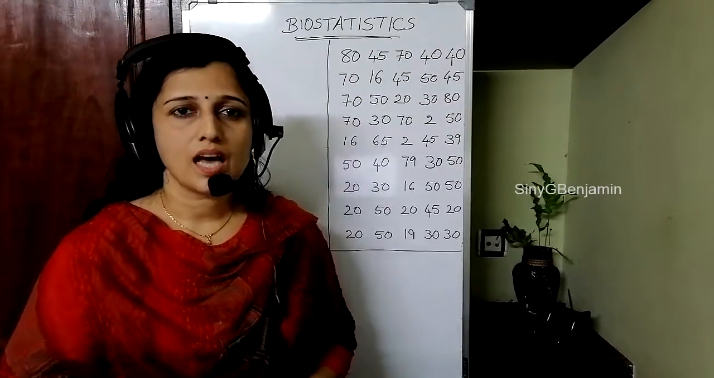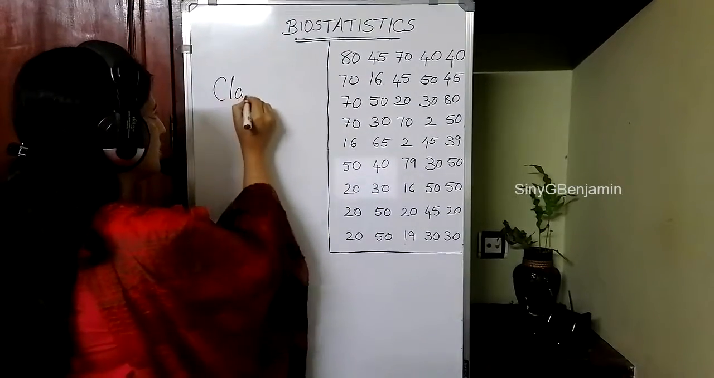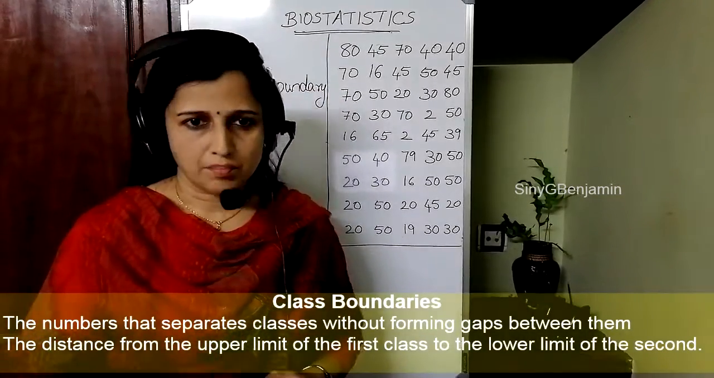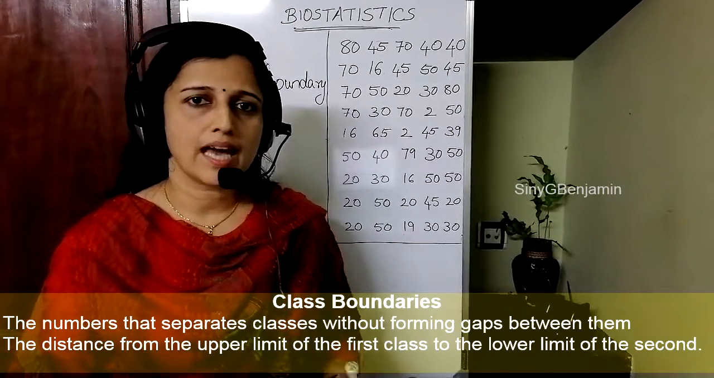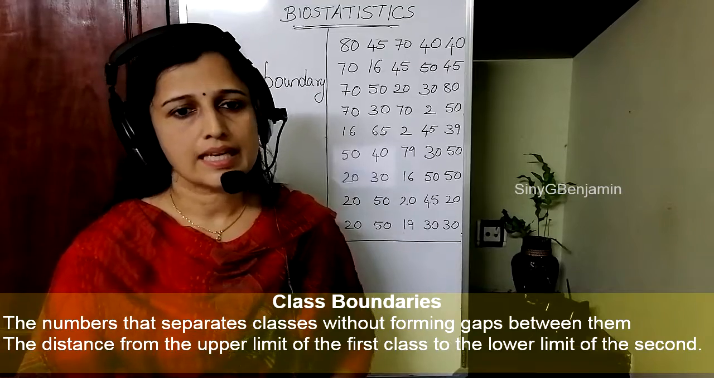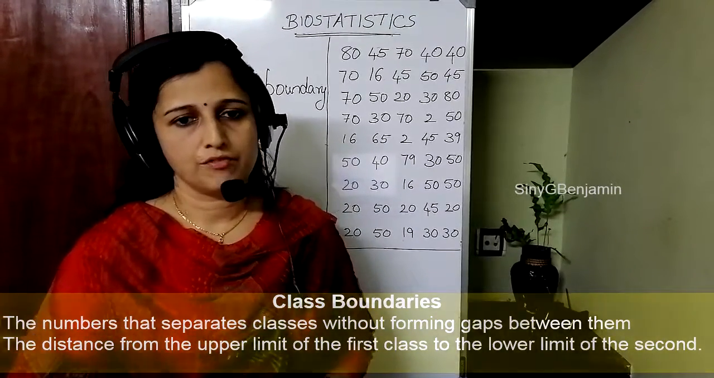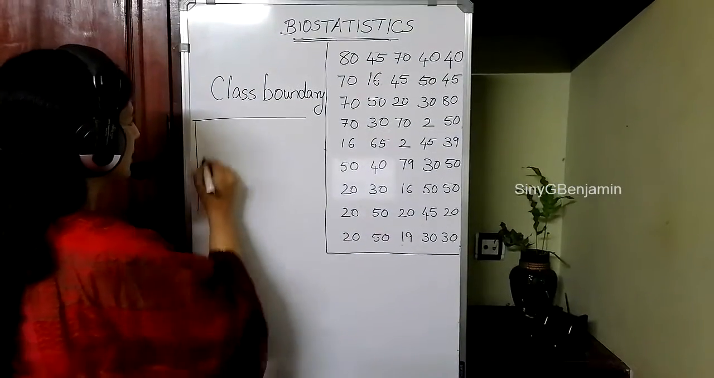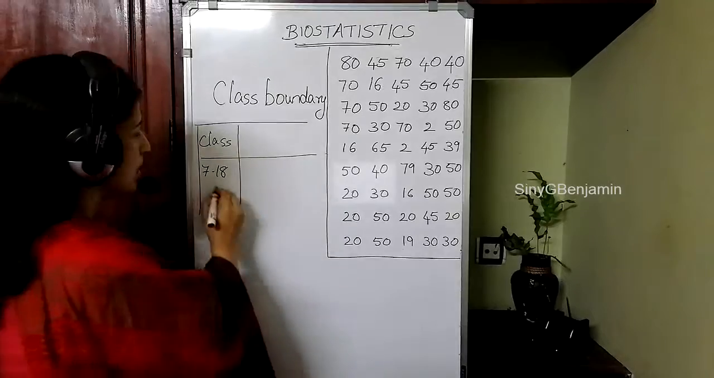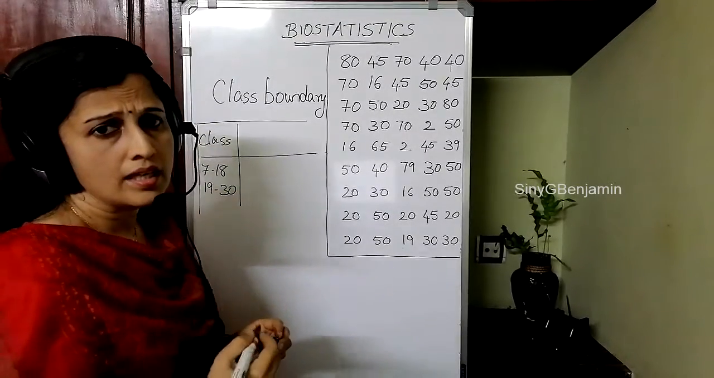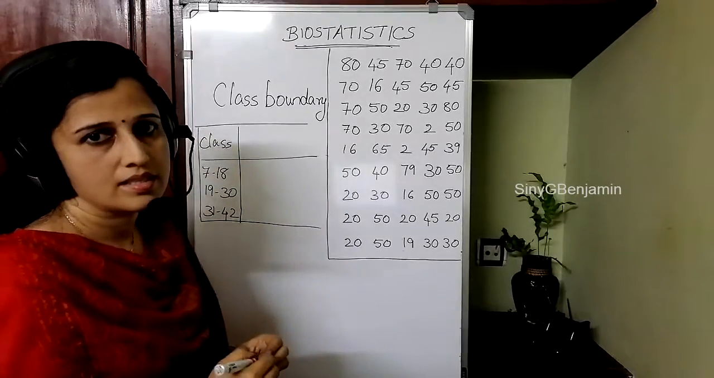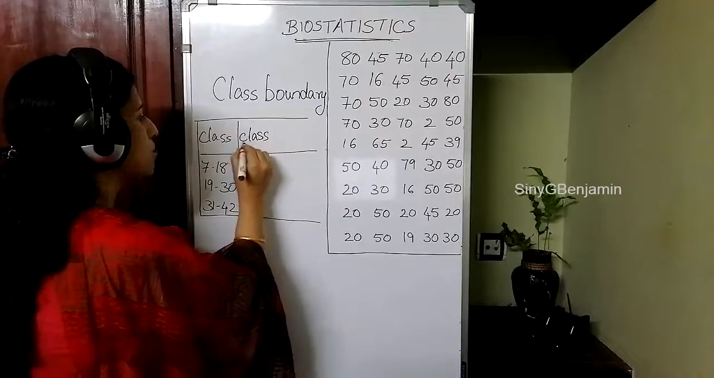Now we will see what a class boundary is. Class boundaries are the numbers that separate classes without forming gaps between them. The distance from the upper limit of the first class to the lower limit of the second class is the class boundary. For example, if the classes are 7 to 18, 19 to 30, then 31 to 42. These are the three classes.